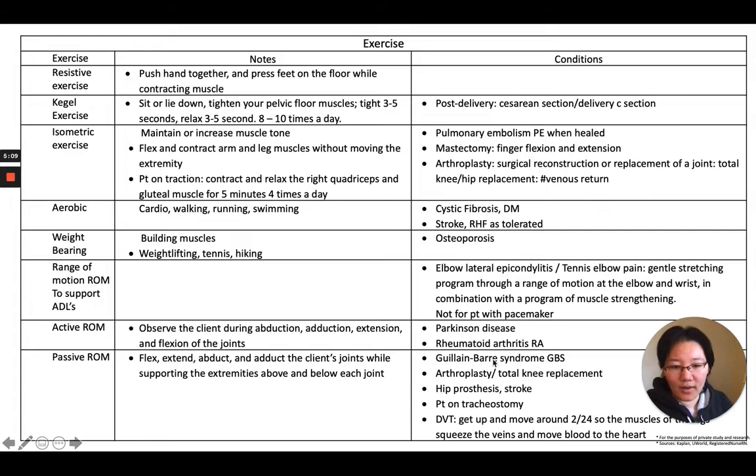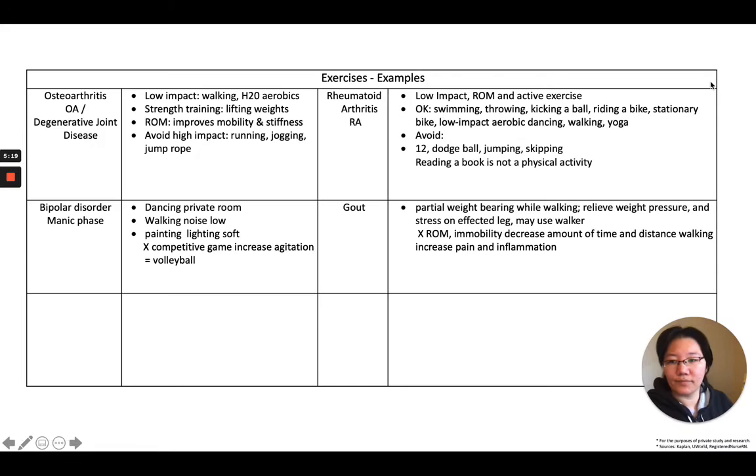And then here, active range of motion versus passive range of motion and their conditions. Again, this one's more specific. It's the conditions and then the type of exercise. For this part, you just have to know. Just look at that, and then you will get a similar understanding of which activity might work and which activity might not work, depending on the conditions.